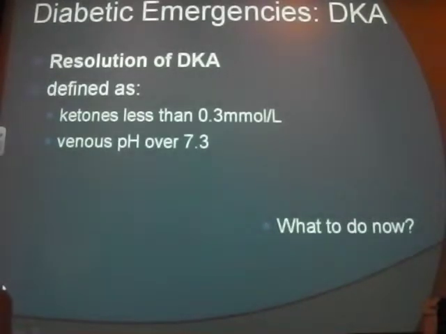So we know we've got a resolution of the DKA when we've got ketones of less than 0.3 and a venous pH over 7.3. What do we do now? Change it back to subcut, good. How are we going to do it? They start eating. So we want the patient awake, able to eat and drink. That's good. And does anyone know when we stop this in comparison to when we start the subcut again? You give them the first injection of their short bolus and then stop the insulin.